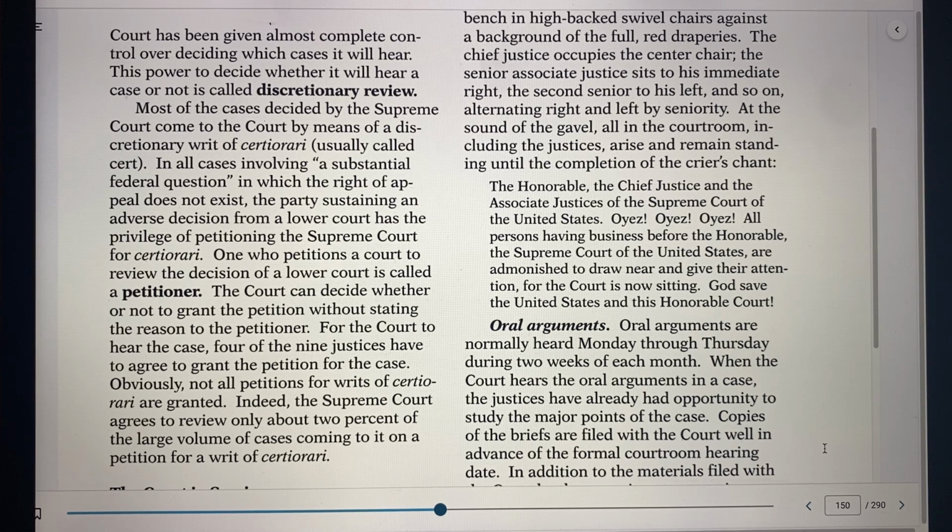So you can see most petitions and the writs of certiorari are not granted, only very few. Indeed, the Supreme Court agrees to review only about 2%. So the Supreme Court only takes about 2% of that large volume of cases that are coming to it on a petition for the writ of cert.